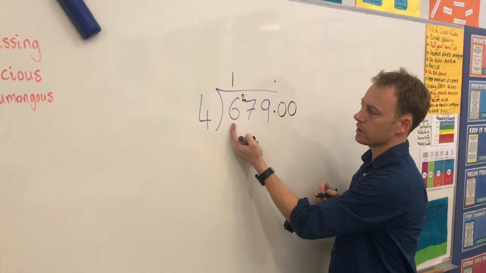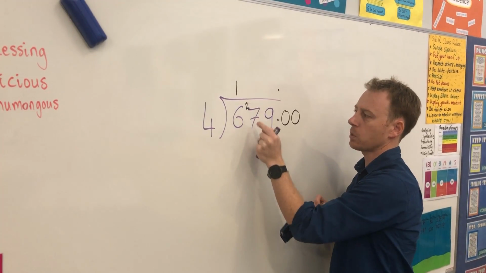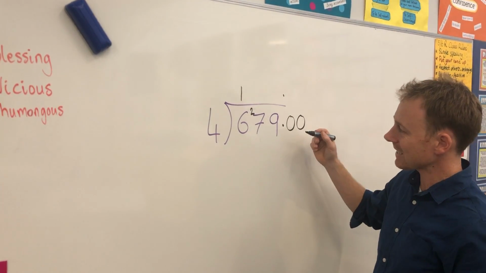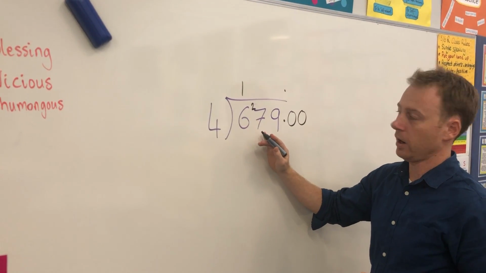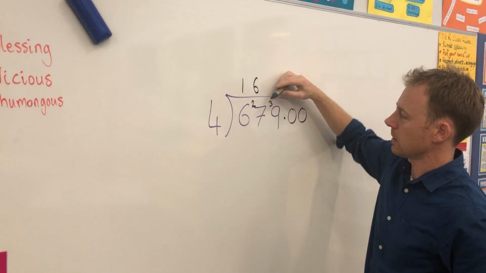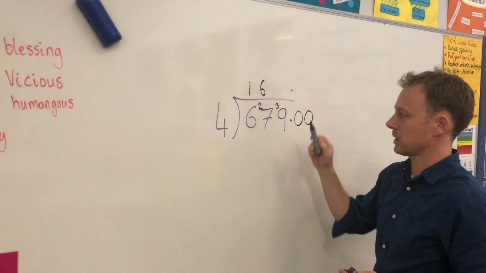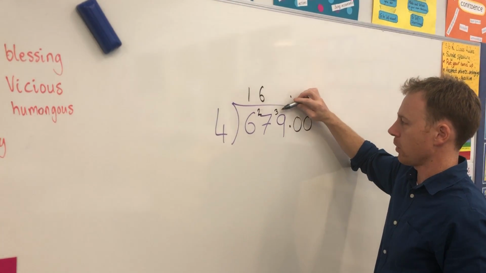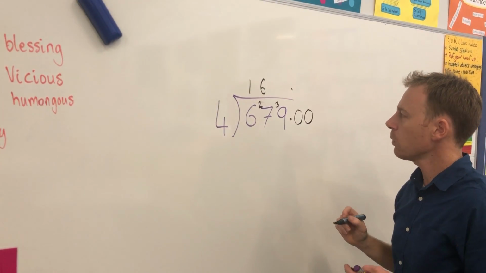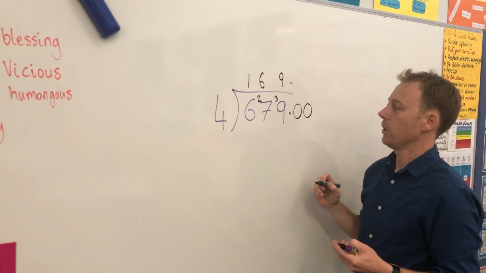Now, this was hundreds, so there's 2 hundreds left over. I've moved the 2 hundreds into the tens column as now 27 tens. So 27 divided by 4 is 6, because 24 divided by 4 is 6. So there's 6, and there's 3 left over. That's 3 tens left over, which I've moved into the ones column. It's now 39 ones. So 4 into 39 will be 9, because I know that 36 divided by 4 is 9, okay?